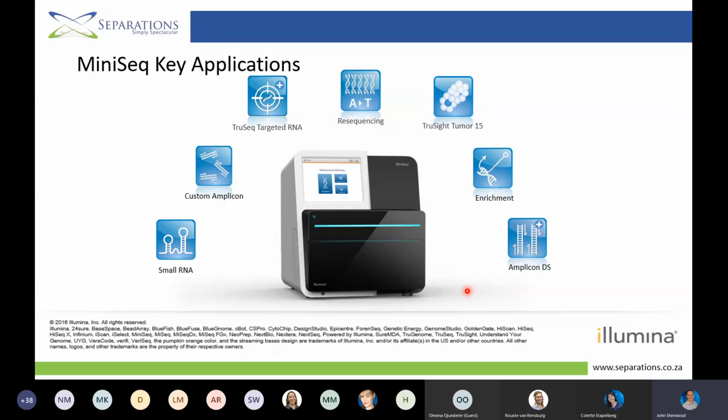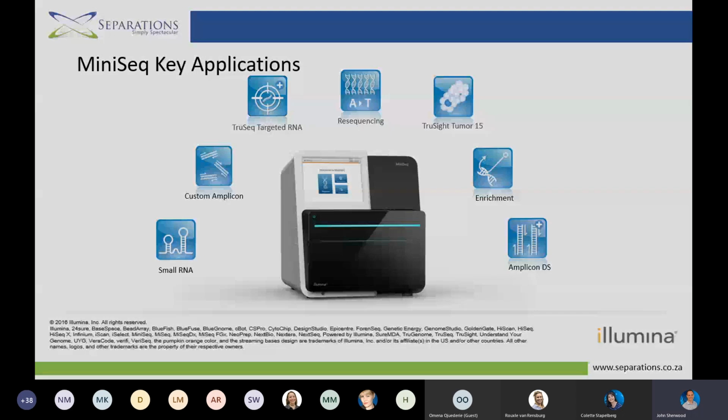Well, basically, the applications are very, very similar to the iSeq, and pretty much anything that can be done on the iSeq can be performed on the MiniSeq as well. However, your plexity can increase. So you can now add more samples and you can investigate more samples at the same time on the MiniSeq than you can, for example, on the iSeq. Things that are of particular interest are things like small RNA, targeted RNA, resequencing, any oncology workflows or enrichments. They can all be performed on the MiniSeq.